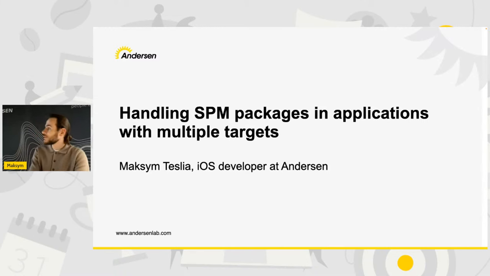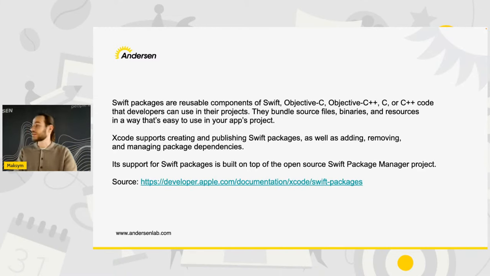So yeah, I guess we're going to be starting with some general characteristics of what Swift packages are. As you can see on the slide, they are reusable code components of Swift, Objective-C, Objective-C++, C, or C++ code that developers can have in their projects. They bundle source files, binaries, and resources in a way that's easy to use in your application's project. Xcode supports creating and publishing Swift packages, as well as adding, removing, and managing package dependencies. Its support for Swift packages is built on top of the open source Swift Package Manager project. So that's the source where you are able to see a lot of useful stuff for Swift Package Manager.